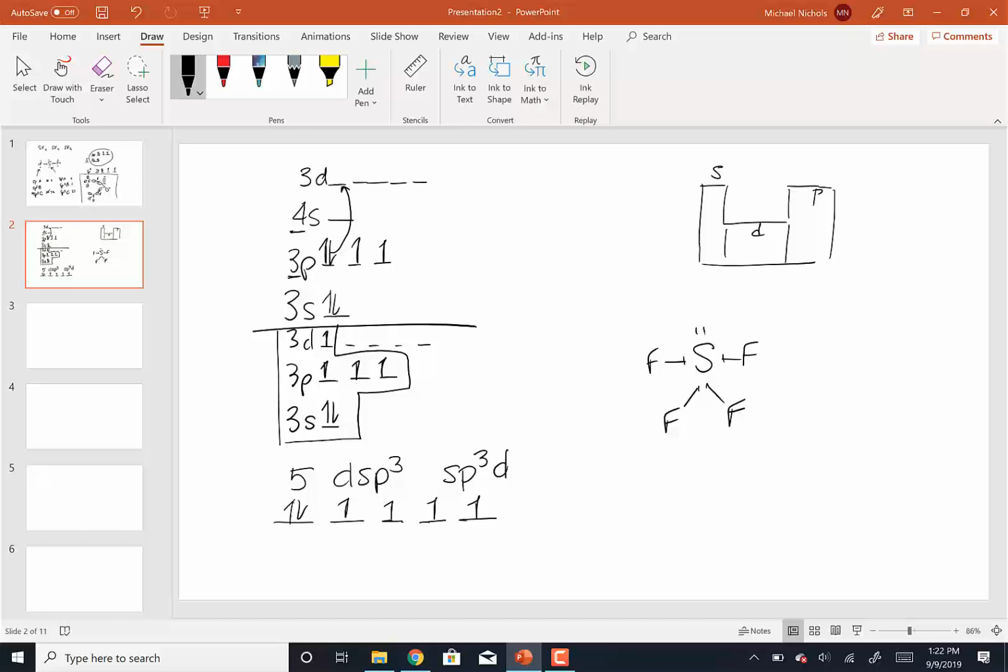Got to go to VSEPR Theory and say if you have 5 lobes of electron density around the sulfur, what is that geometry? And it's trigonal bipyramidal, so that means the sulfur is going to have 5 lobes of electron density.